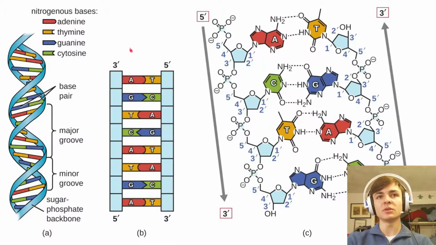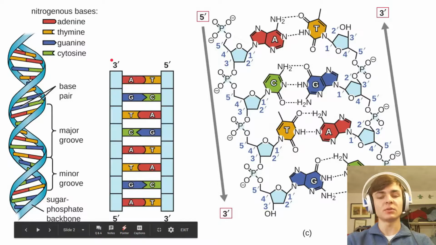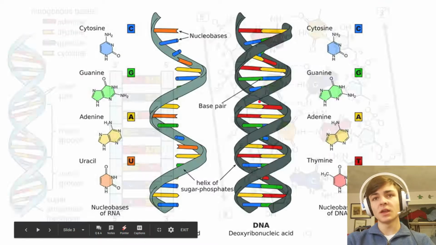And it's also important to note here these 3' and 5'. They are just saying that this molecule runs anti-parallel between its two sides. And that's just talking about the orientation of its sugars and phosphate groups.